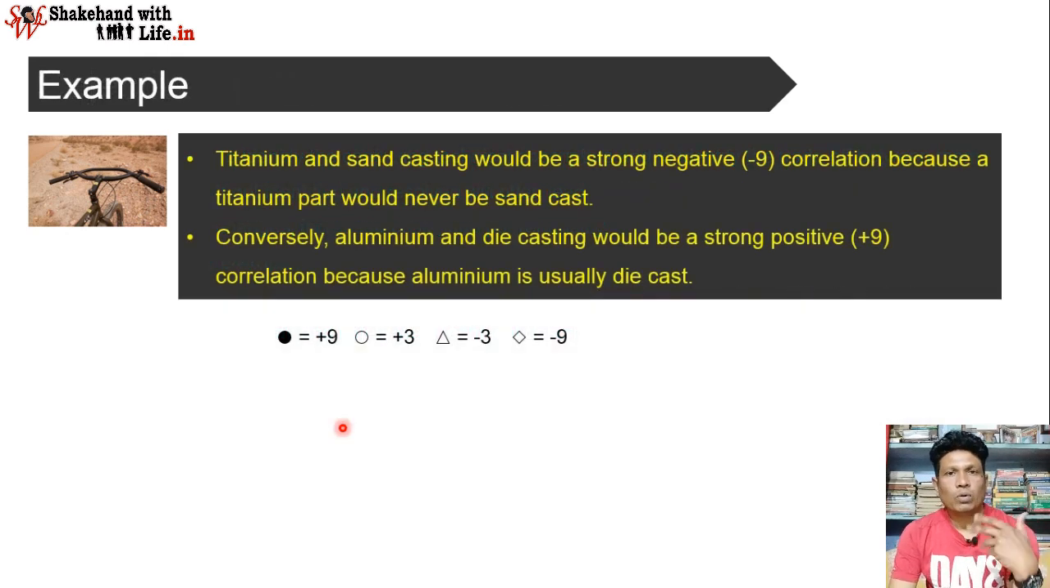For example, we will see in the next slide that titanium and sand casting would be a strong negative, that means -9 correlation, because a titanium part would never be sand cast. And on the contrary, aluminum and die casting would be a strong positive correlation, because aluminum is usually die cast.